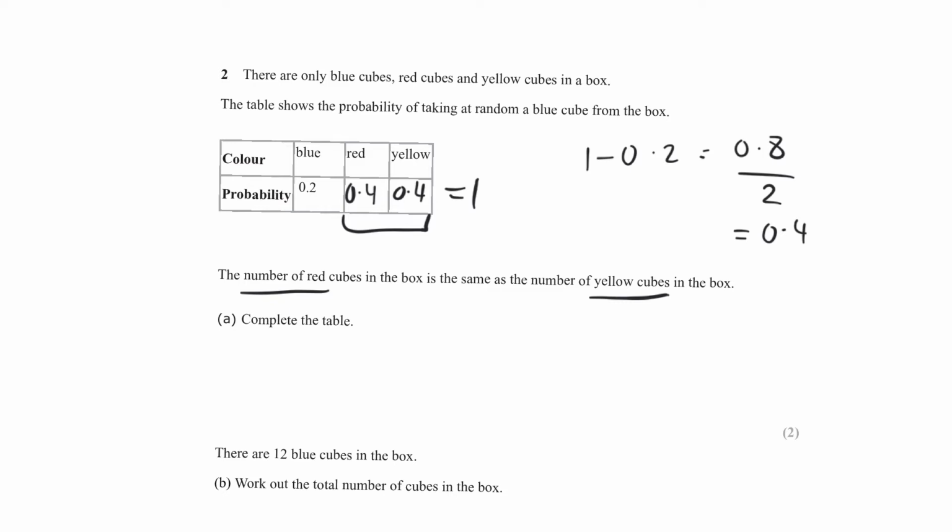If it was a case where, let's say, the red was 2 times the yellow, you would divide by 3 and then times by 2 for the reds, and then just times by 1 for the yellow. So that's literally that bit.